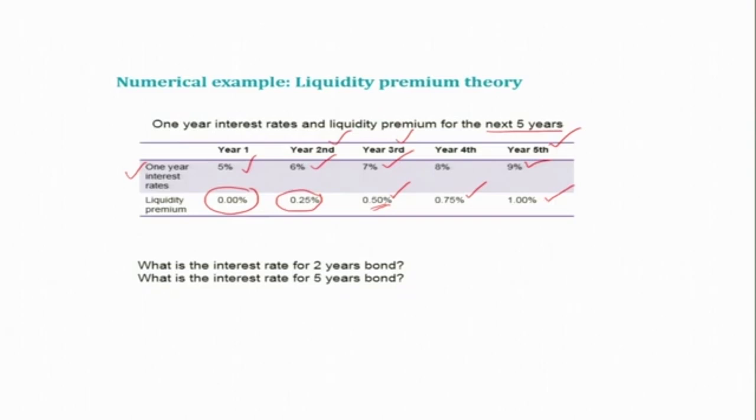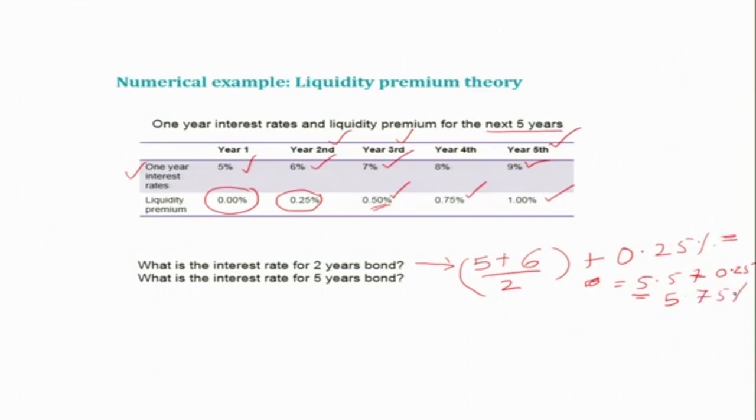So what is the interest rate for a 2 year bond in this example? Obviously for the 1 year you don't need any liquidity premium. For a 2 year bond, look at the expectation theory, that means the interest rate for a 2 year bond is 5% plus 6, divided by 2, that is the term, plus for the second year you need a liquidity premium of 0.25%, right. So this is going to be the interest rate for a 2 year bond, that means 5.5 plus 0.25 is equal to 5.75 for a 2 year bond.